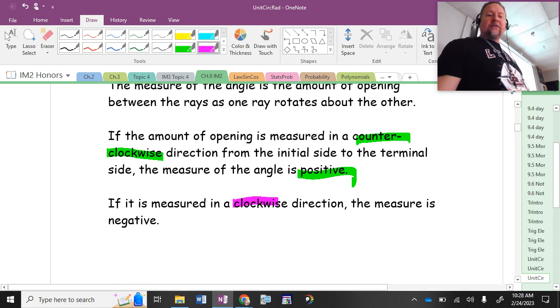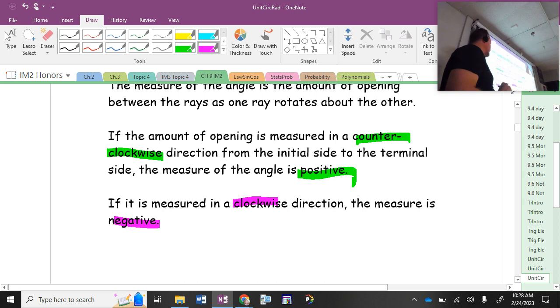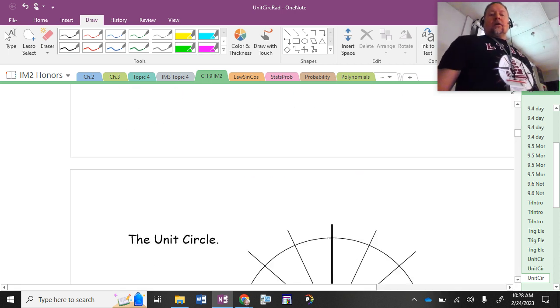Clockwise means negative angle measures. That's it. That's all that happens. Okay, next.